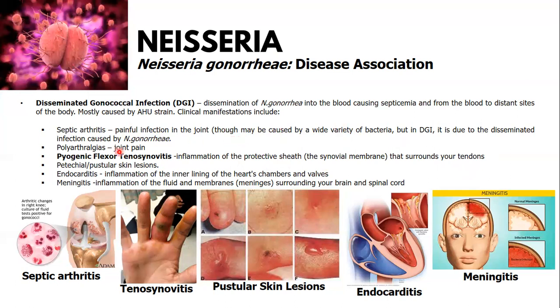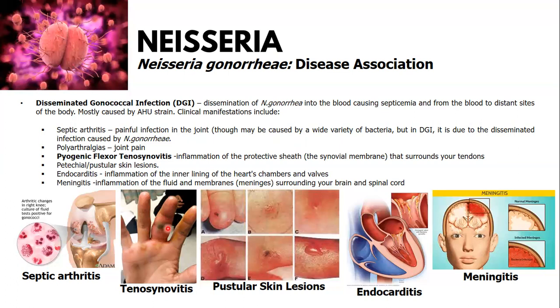When Neisseria gonorrhoeae, particularly the AHU strain, disseminates, they would infect the synovial membrane that surrounds the tendon, and this would result in pyogenic flexor tenosynovitis. And this is its clinical manifestation. Pyogenic because it is also accompanied with pus.